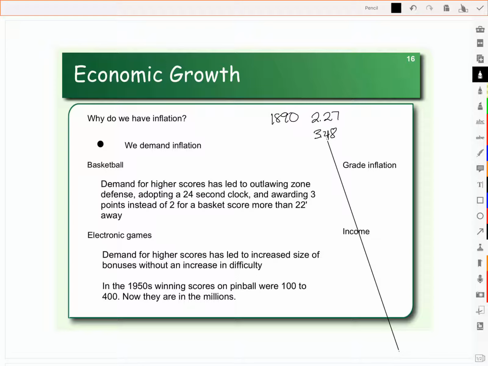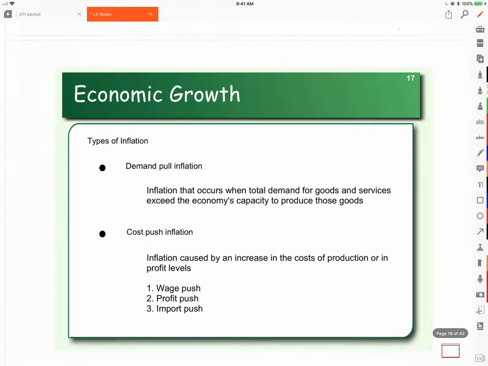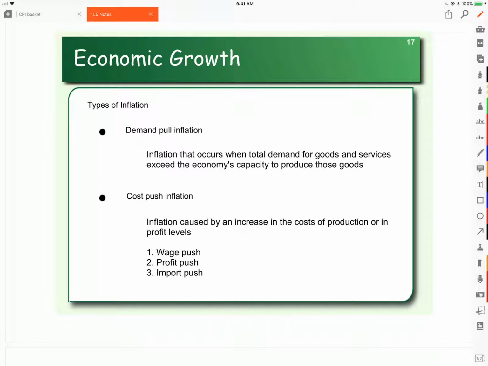We like bigger numbers. And so that expectation of bigger numbers has permeated our society in terms of higher grades, higher income, right? We demand a raise. We want to feel like we're making more money. In our sports, in our video games, we like bigger numbers. So we demand to see the numbers go up. And so one of the sources of inflation is what is called demand pull inflation. Okay? We want higher prices, and it comes from the fact that we are demanding more of something.